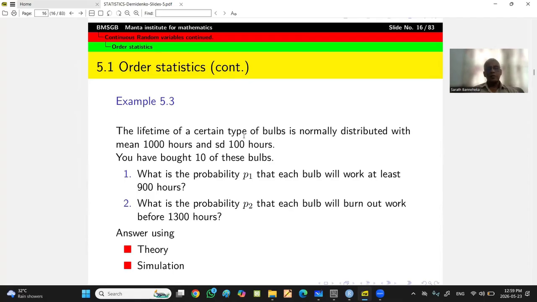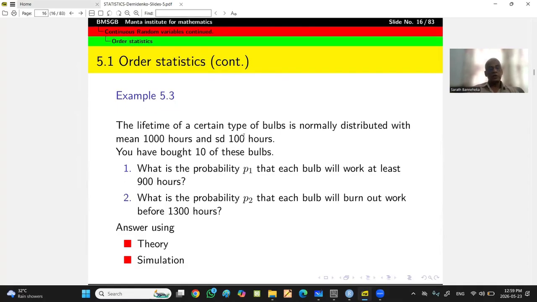And similarly, here we will answer the second question. And we can answer the same problems using simulations also. So let me look at the first answer.